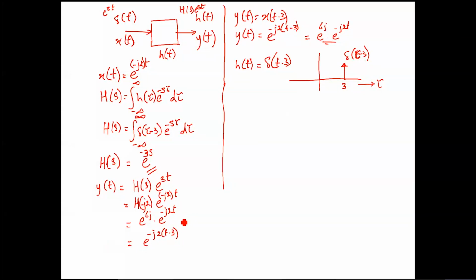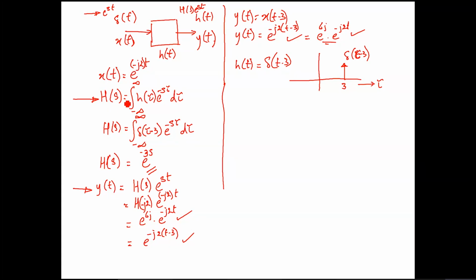So if you see this, this is same as this right here. A very straightforward concept. It is just that we need to find your h of s, and then the output would be just this. So if input is an eigenfunction, output is the eigenfunction multiplied by its eigenvalue. We need to know the eigenvalue. In this question, the input was again a complex exponential. Complex exponentials are eigenfunctions. We have already seen this. And in this complex exponential, s was minus j2.